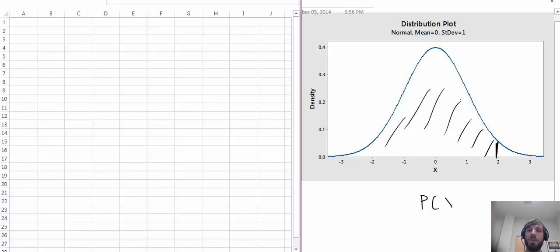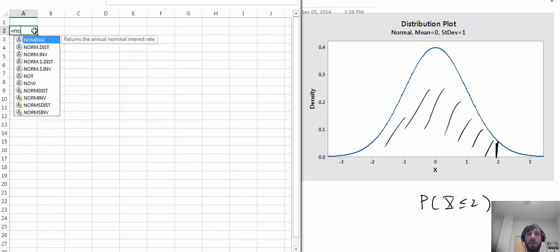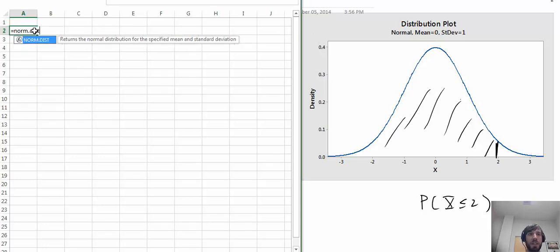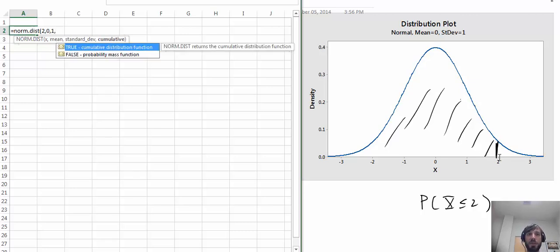So in other words, you wanted to compute the probability that x is less than or equal to 2. In probabilistic lingo, that's the CDF of X, right? So in Excel, the command for computing the CDF is norm.dist. The first argument is the X coordinate, so in this case 2. The second argument's the mean of the normal distribution. The third one's the standard deviation. And the fourth one tells Excel whether you want it to compute a cumulative probability or just the density function.